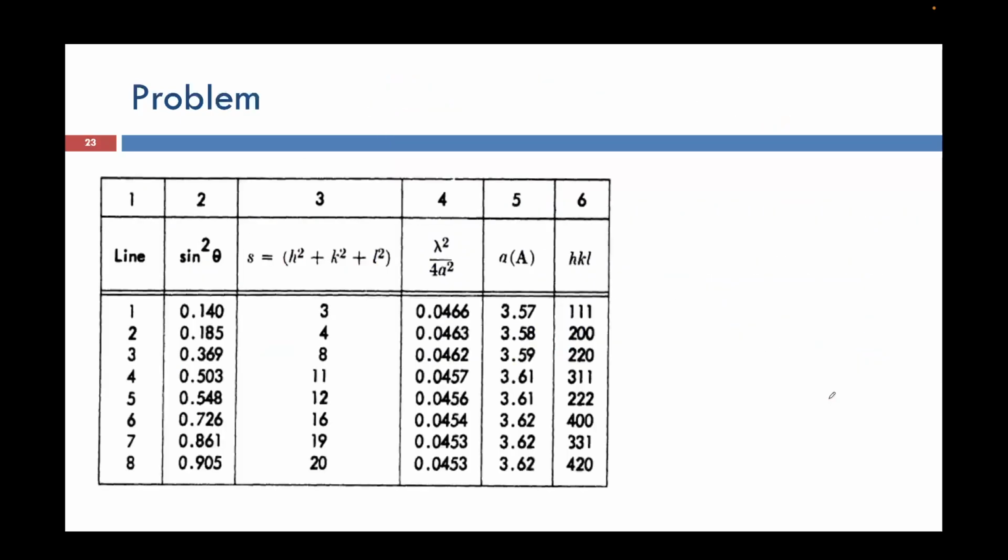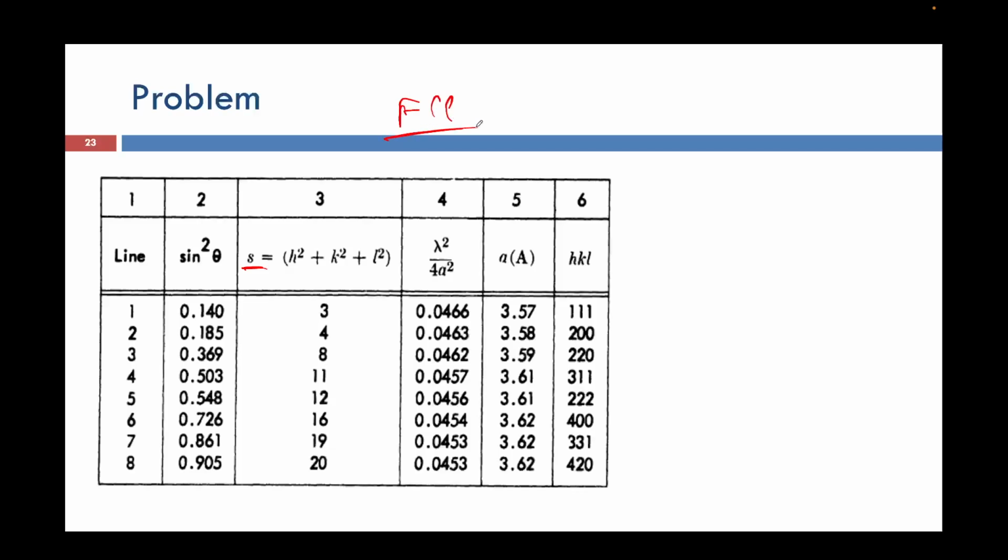This is also another thing I have taken from previous year lectures. So here you can see, after indexing, once you get to know the S values, that means 3, 4, 8, 11, 12, 16, 19, you will easily know that this is an FCC crystal structure.